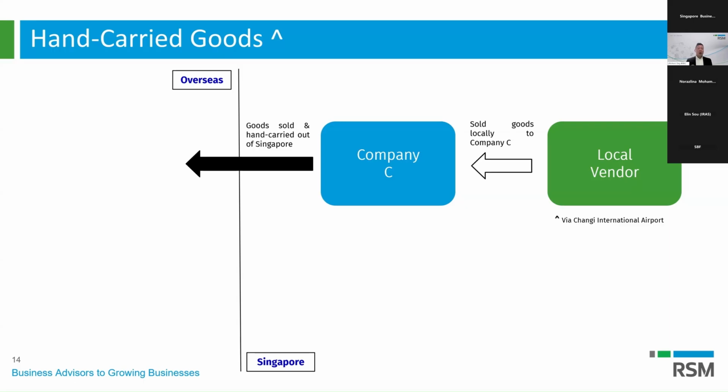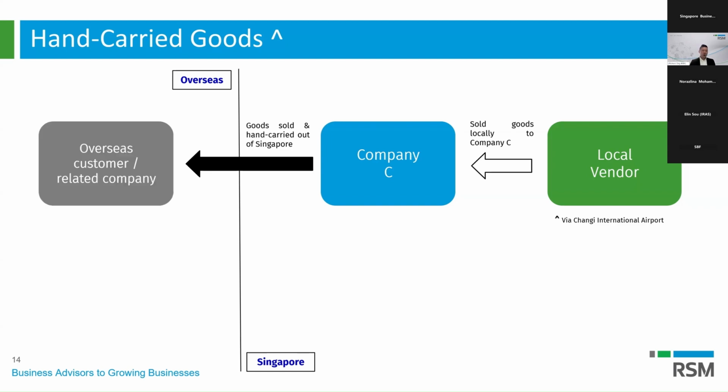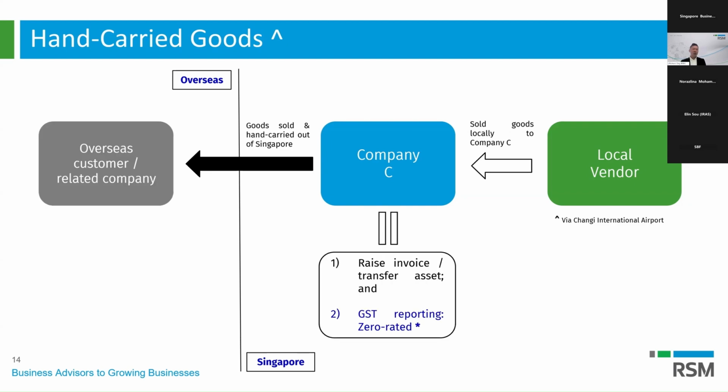Since they are going to this Malaysia, Thailand office, the new offices that they set up, some of them hand carry those goods out of Singapore. Happily. They told us, okay, we have raised an invoice, we have transferred assets, etc. and whatnot. However, we also have reported them, because we know any hand carry goods out of Singapore is zero rated, or we have to treat it as zero rated.